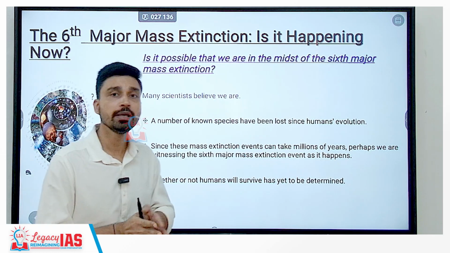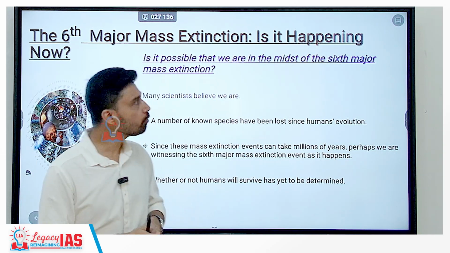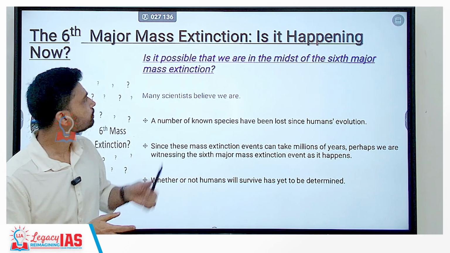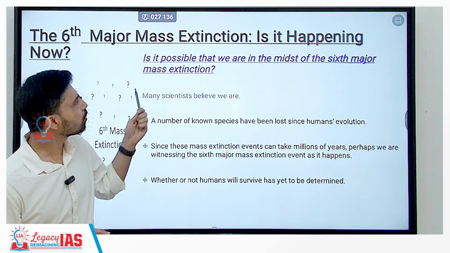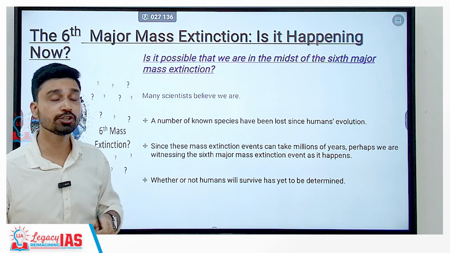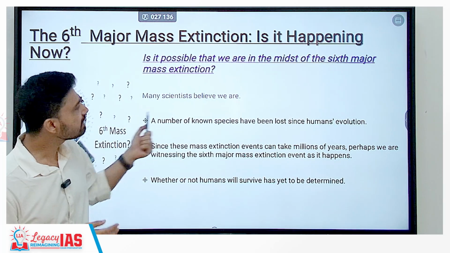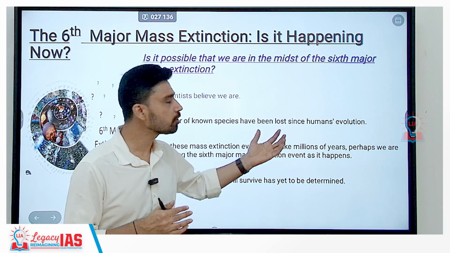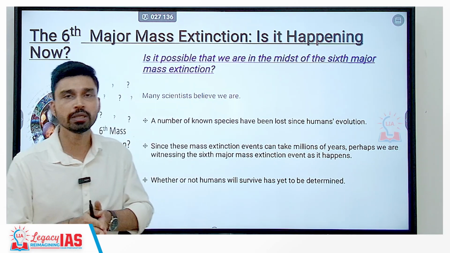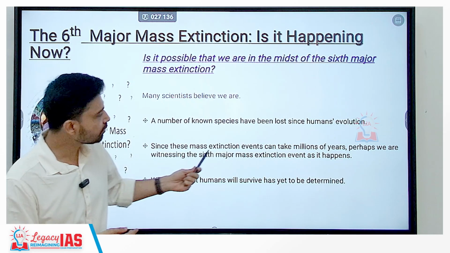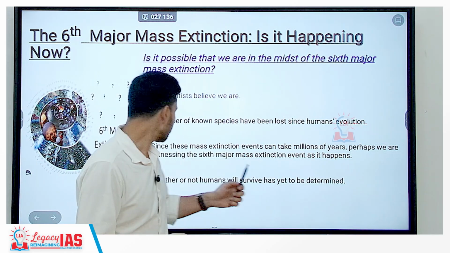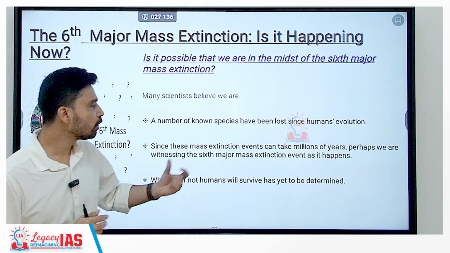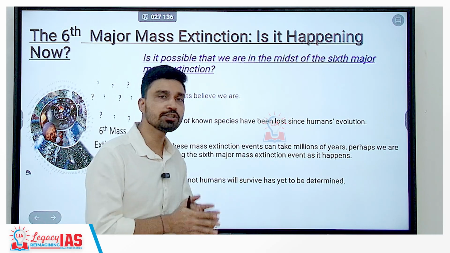Now, many scientists question whether, in the current time of humans, we are witnessing the sixth mass extinction. Is it happening? Again, the answer is not clear, but the question that remains is, is it possible that we are in the midst of the sixth major mass extinction without realizing it? And many scientists believe actually we are. The reason is that a number of known species have been lost since humans came onto the Earth or evolved. Since these mass extinction events can take millions of years, perhaps we are witnessing the sixth major mass extinction event as it happens without realizing it. Whether or not humans will survive this extinction event has yet to be determined.